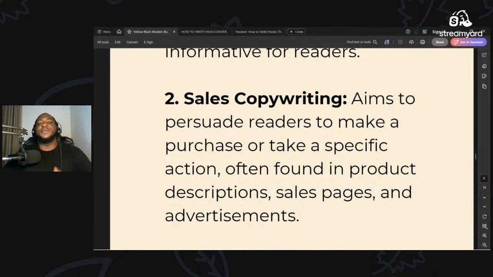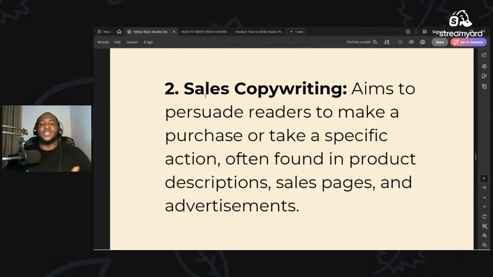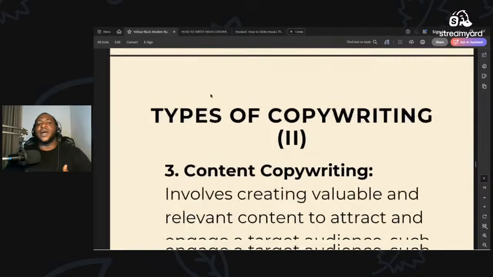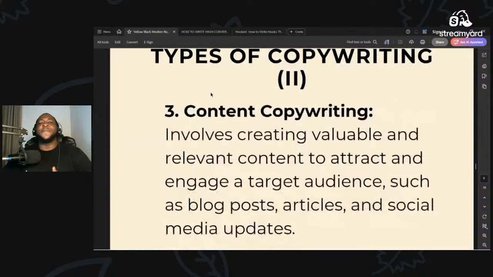Now, this one is aimed to persuade a person to take a specific action, which can be a purchase. You understand? It is used in sales pages, advertisements, descriptions, and all that. So I'm going to show you guys how it is being used. And another type is content copywriting. It involves creating valuable content. Remember what we used yesterday?